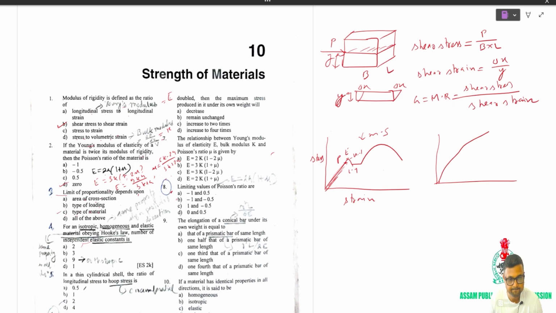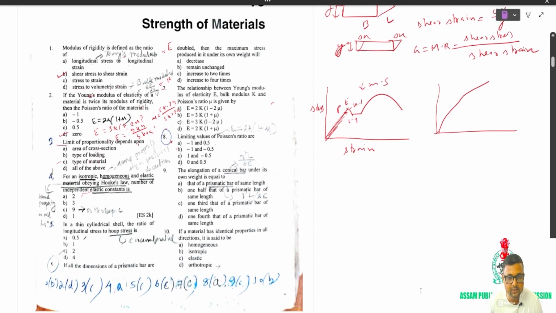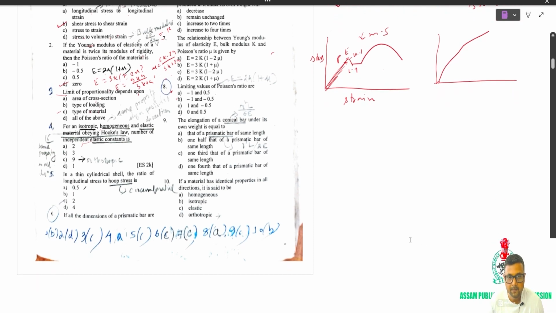Type of material, C. Next question is, for an isotropic homogeneous and elastic material obeying Hooke's law, the number of independent elastic constants. Now, see here, there are four formulas. If you can find two values, either G or E, you can find a third one, mu. Here also, if you find a K value and G value, you can find E, right? That is, if you have the value of two independent elastic constants, then you can easily find the third constant. So the number of independent elastic constants is 2 in case of isotropic homogeneous material.